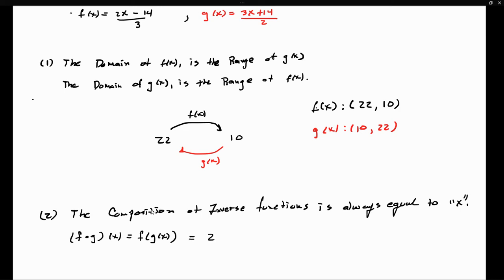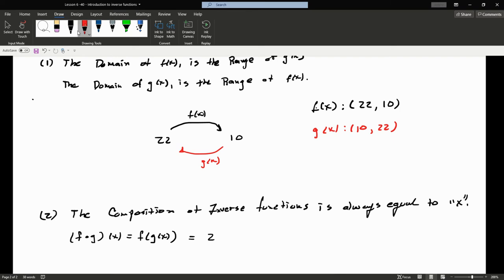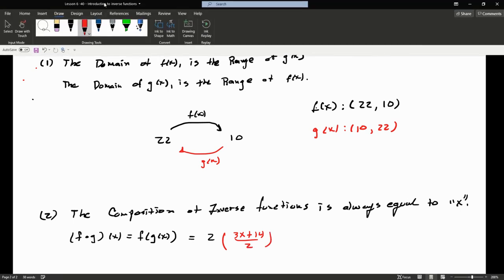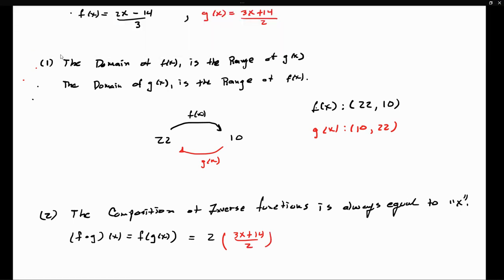So we got a 2, and then every time that we see an x on it, we're going to plug in the whole function. So here we go. We're going to get 3x plus 14 over 2 minus 14. And now everything has to be divided by 3. So notice that all I did, I went to the function of f, and every time we saw an x, we plug in the whole function of g of x. So this is what we have now.